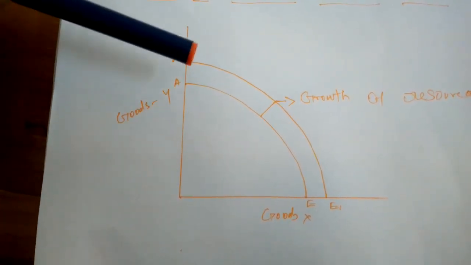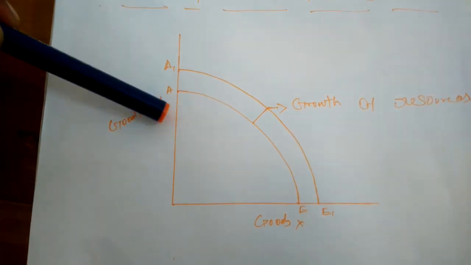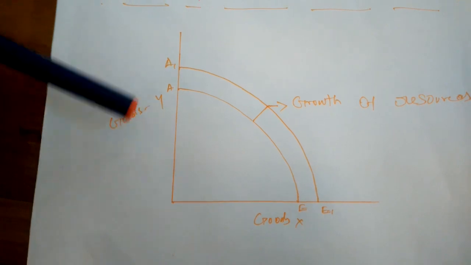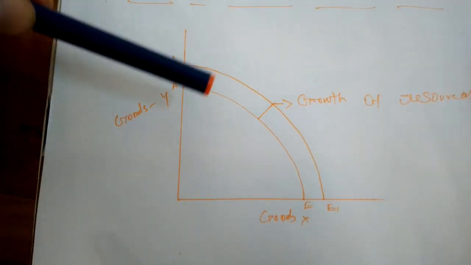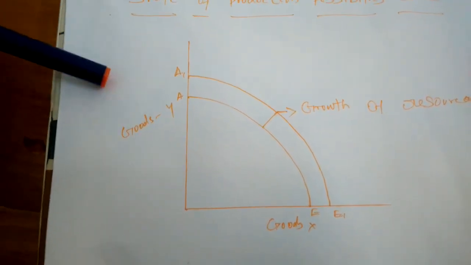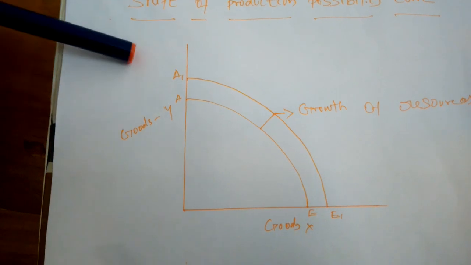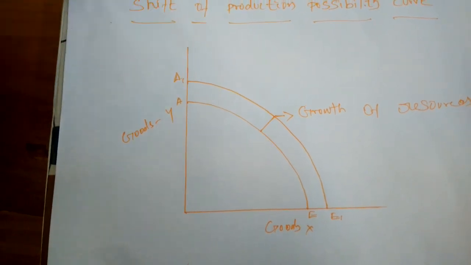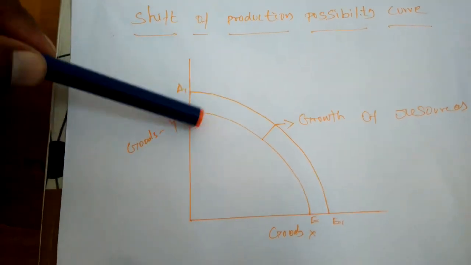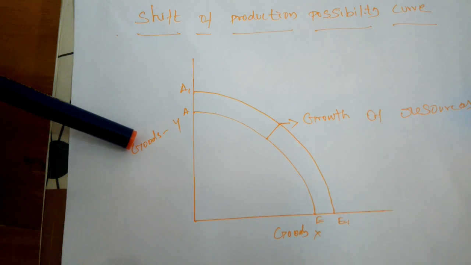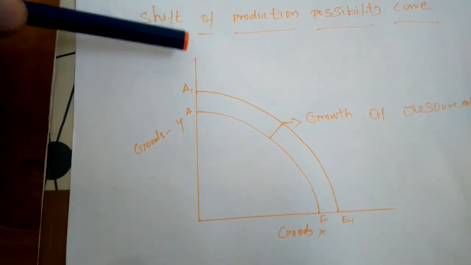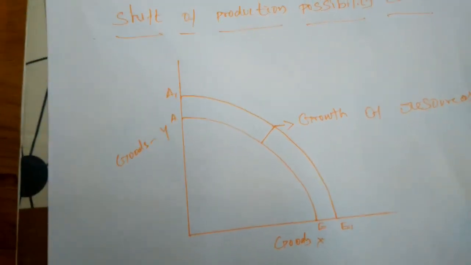The second is the change in the state of technology. If the nation invents any technology for producing commodities, the curve will shift. Suppose the nation is using labor-intensive methods to produce a commodity and then invents a technique to produce the same commodity; the production possibility curve will shift outward because of higher productivity. They will be able to produce more, right?